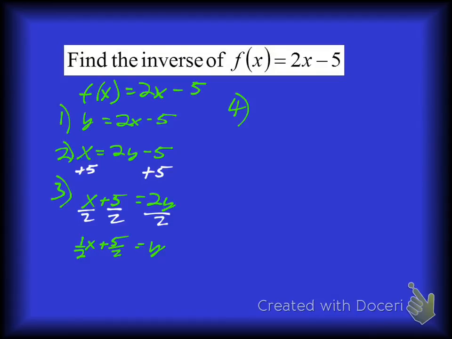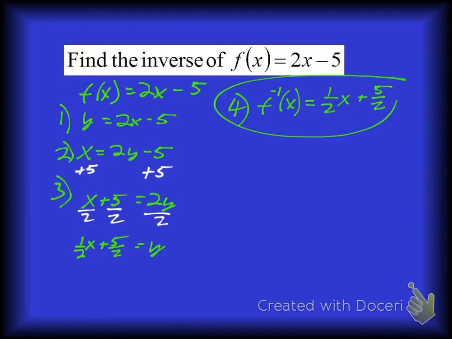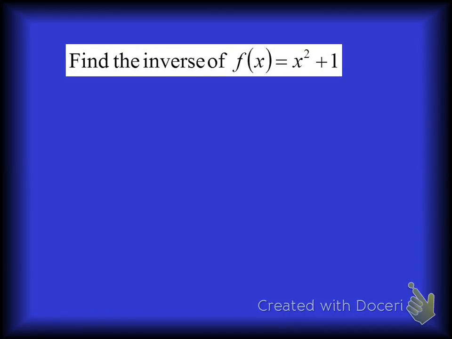Step 4, rewrite y as f to the negative first of x equals 1/2 x plus 5/2. That's your answer. You don't need to circle the 4 though. That's your answer. Okay. Alexa, follow your same 4 steps. Inverse of f of x equals x squared plus 1.